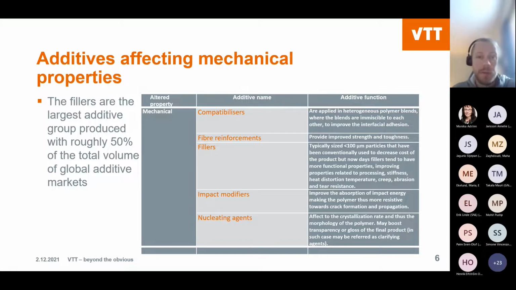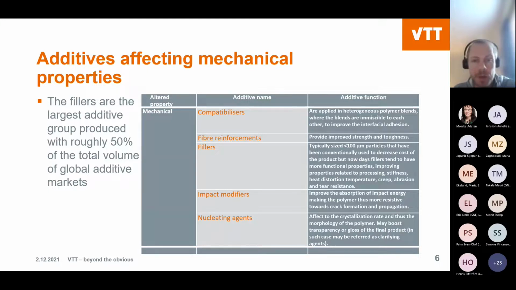And then we have fillers, which is actually the largest group of additives produced. About 50% of the total volume of global additive markets are fillers. These are particles typically less than 100 micrometer diameter that have conventionally been used to decrease the cost of the manufacturing process. So you don't have to put in that much of the actual polymer ingredient, which is more expensive, but nowadays they are also used for functional properties, let's say improving strength, stiffness, and so on.